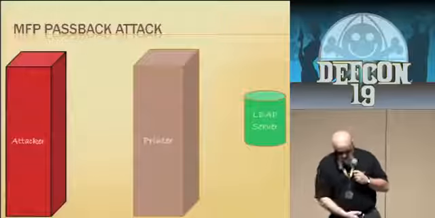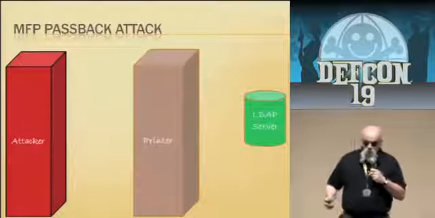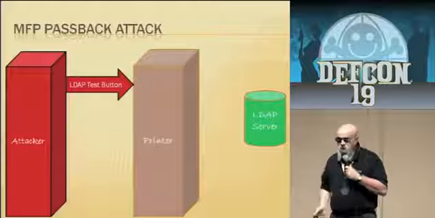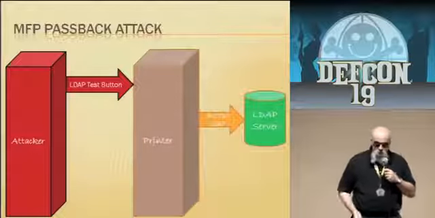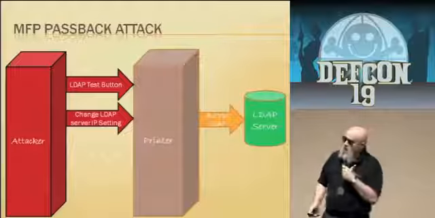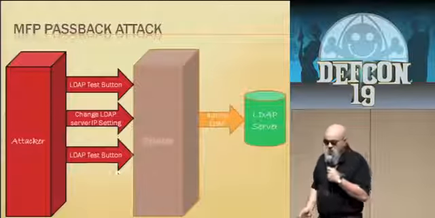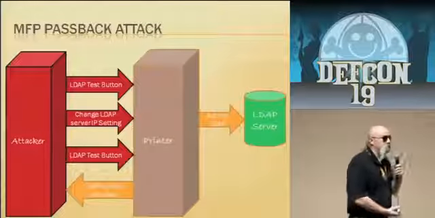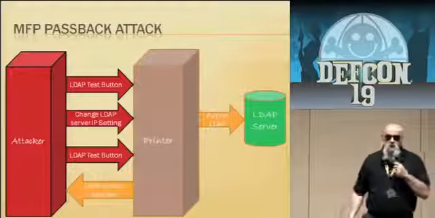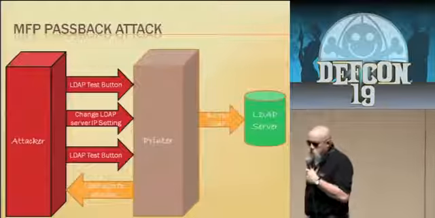So the whole gist of this attack starts out with the attacker hitting the test button on the printer, which authenticates to the LDAP server. The attacker changes the LDAP IP address, hits the test button, and the printer nicely authenticates to the attacker, giving us the ability to capture all the authentication data.